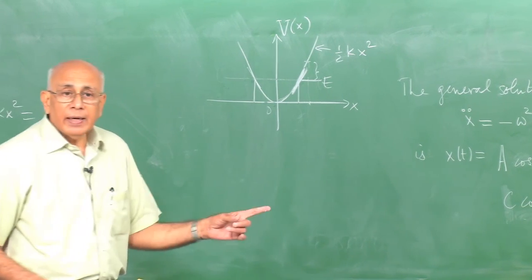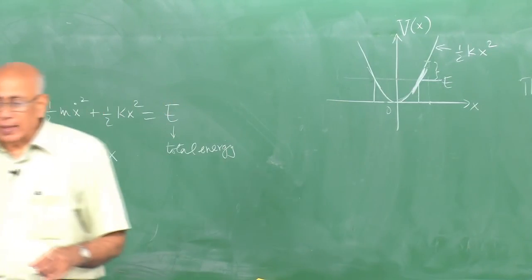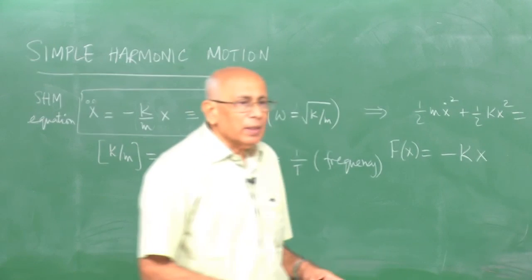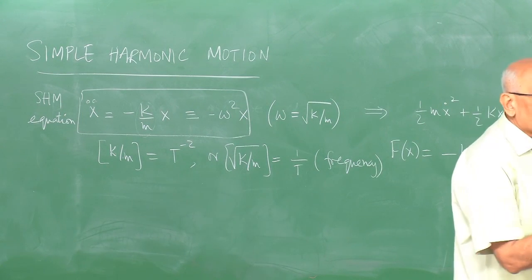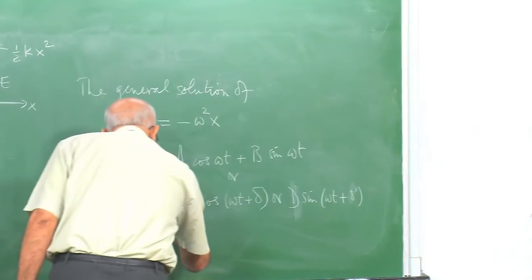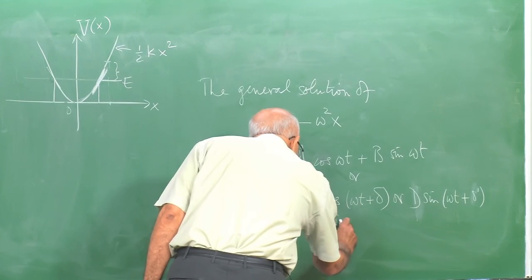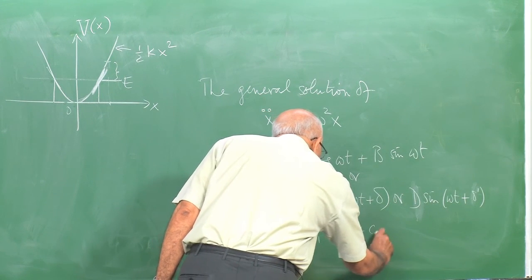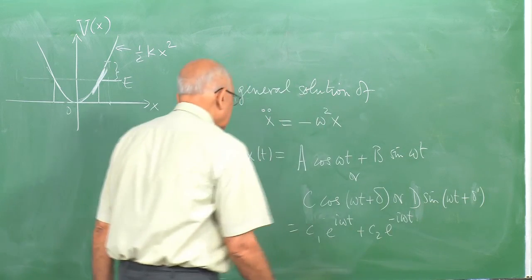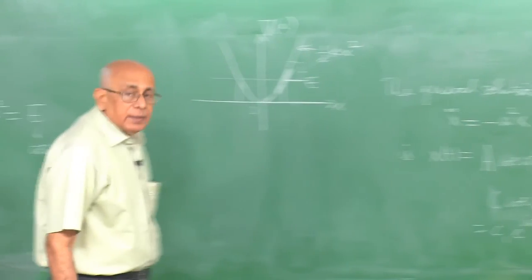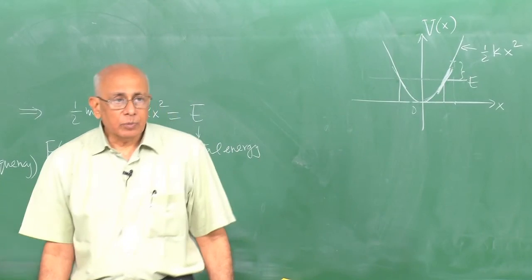There is one more way of writing it using complex numbers. What would that be? We know that cos omega t plus I sin omega t is e to the power I omega t. So you could also write this as equal to some constant C1 e to the I omega t plus C2 e to the minus I omega t. That is yet another way of writing exactly the same solution.